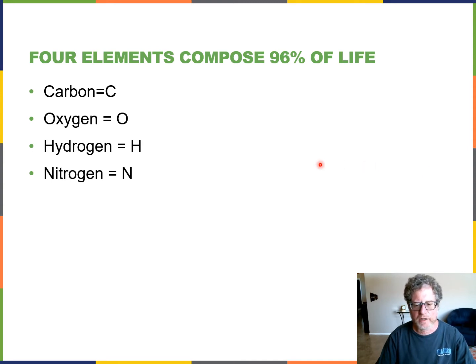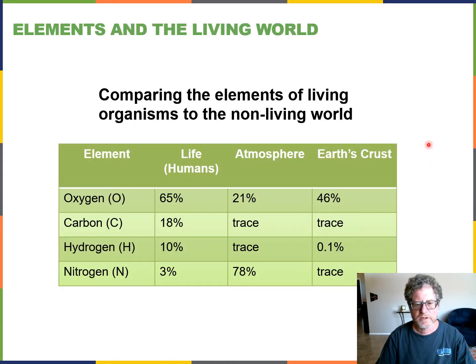We don't have to know all 92 elements. It turns out there are a subset of elements that make up most of what living organisms are composed of, and 96% of living organisms come from just 4 elements: carbon, oxygen, hydrogen, and nitrogen. So let's compare the elements that are found on Earth to the elements that are found in living things. So humans, for example, are 65% oxygen, 18% carbon, 10% hydrogen, 3% nitrogen. So those are the big 4 that together make up 96% of living matter.